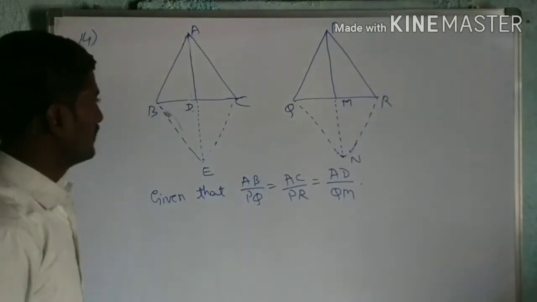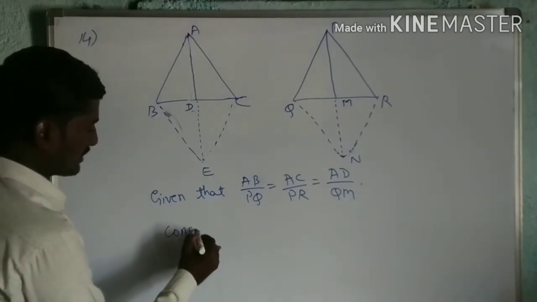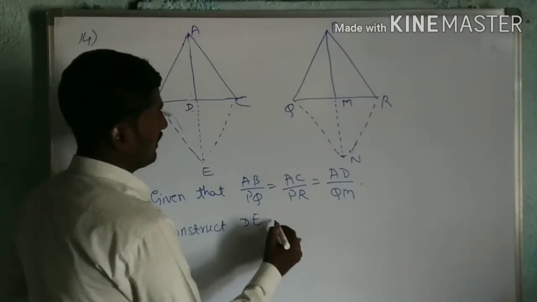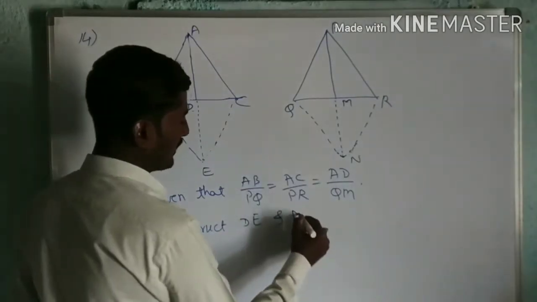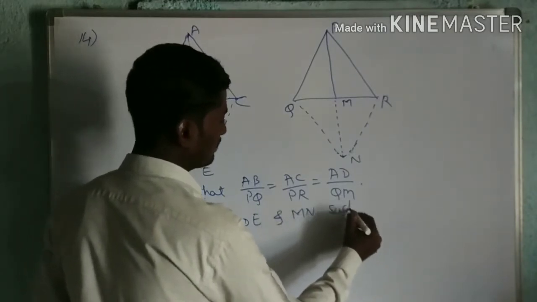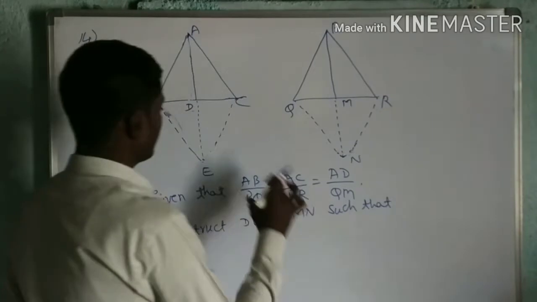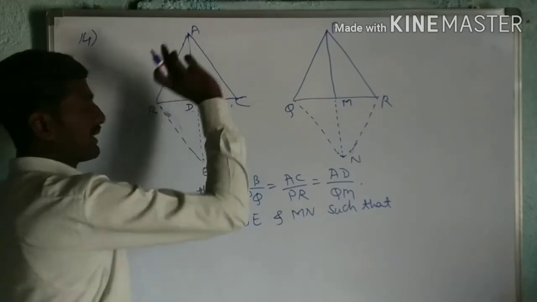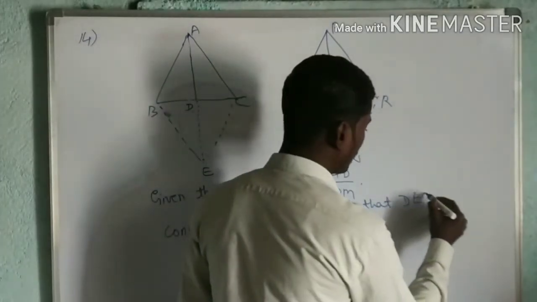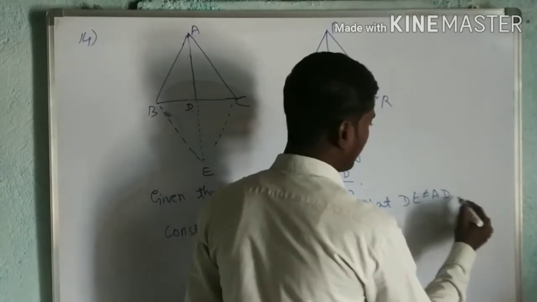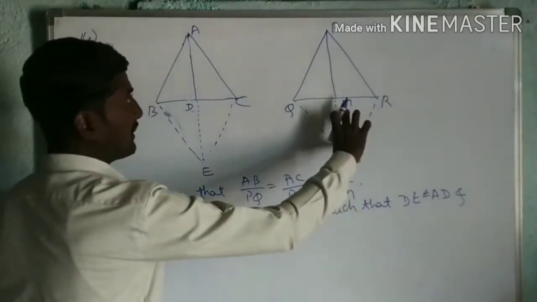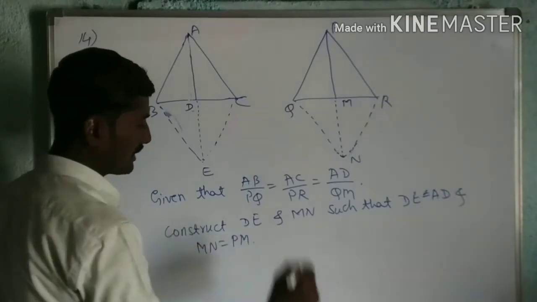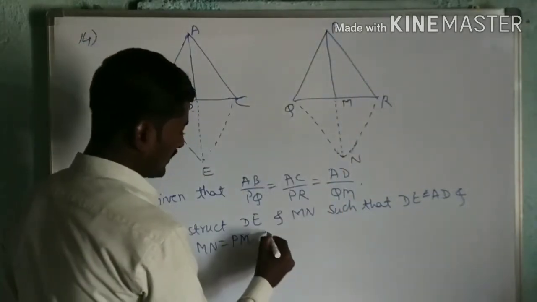Now construct, I'll write it now. Construct DE and MN such that DE is equal to AD. That is very important. I have drawn DE length equal to AD, such that DE is equal to AD and MN is equal to PM. Okay? MN is equal to PM.